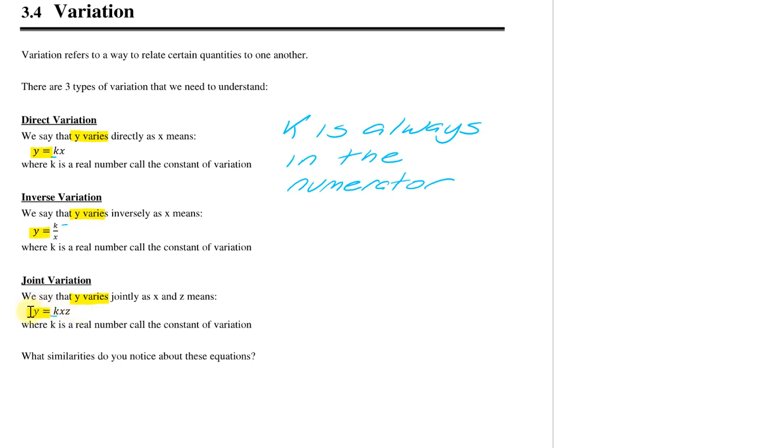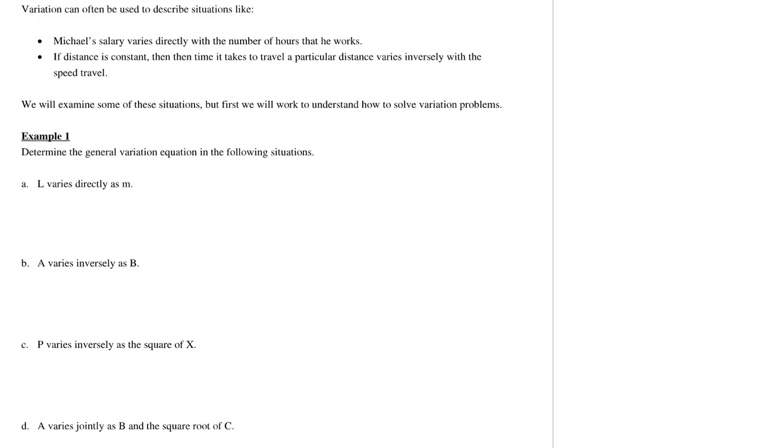So this is very important to notice when you start this, because this is really going to unlock the key to how to work with variation problems. So now let's go to the next page. So where variation gets used is with situations like this. Michael's salary varies directly with the number of hours that he works, or if the distance is constant, then the time it takes to travel a particular distance varies inversely with the speed traveled. So these are situations that we're going to work our way up to. Where we want to start actually is down here with example 1.